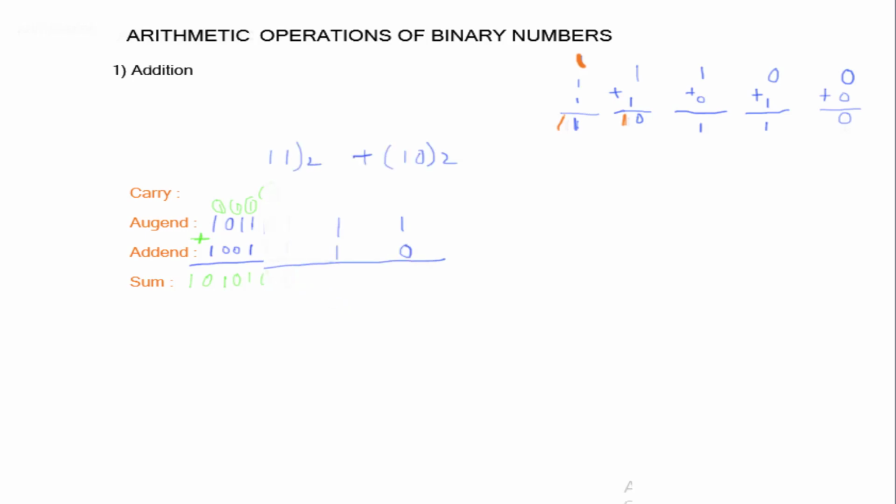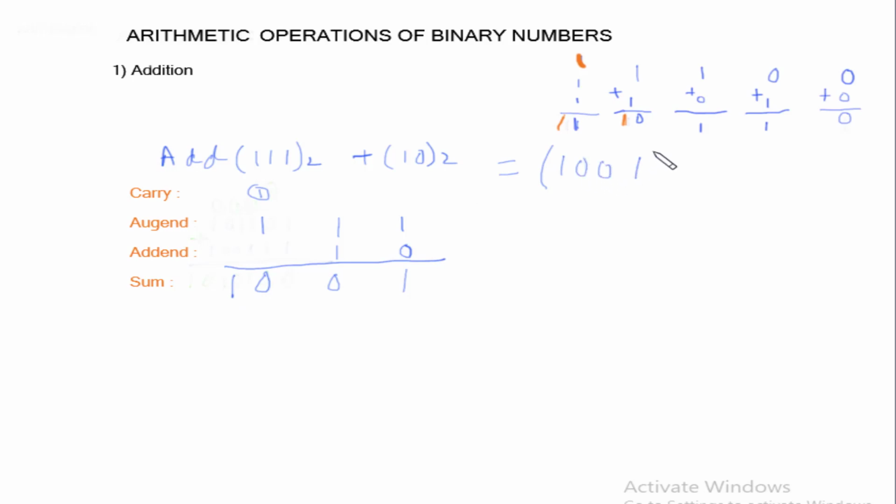Now next example. We have to add 111 plus 10. In order to do so, let us write the augend as 111 and the addend as 10. Now let me add 1 plus 0. 1 plus 0 will give me 1. Then 1 plus 1 will get us 2, in which scenario 0 will be written and 1 will be carried. Now 1 plus 1 will be 01, and as there is no more column, 1 will be written as this one. So you can write it as 1001 base 2.